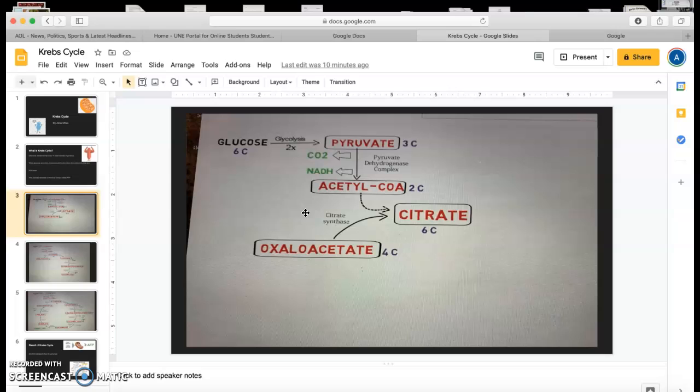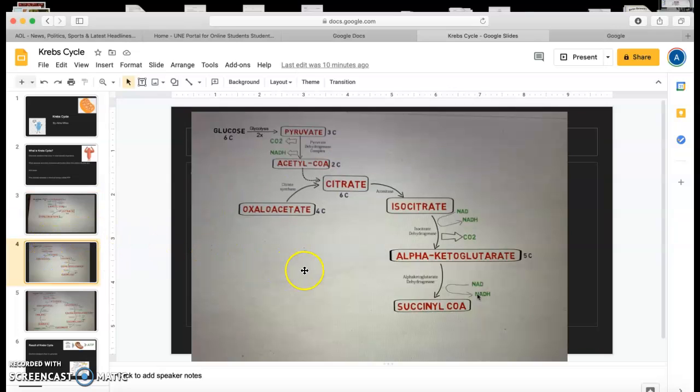Next, the acetyl-CoA combines with oxaloacetate to create citrate. Next step is going to be isocitrate.